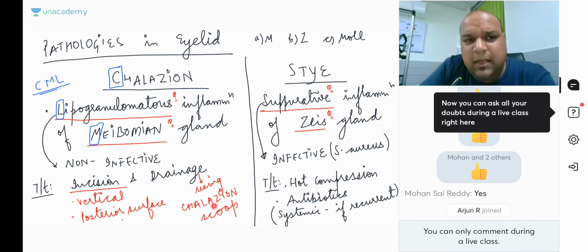Now the point is, we know theoretically what is the difference between chalazion and sty. We know how to treat it, but how to be able to diagnose it clinically, whether it is the case of chalazion or sty.